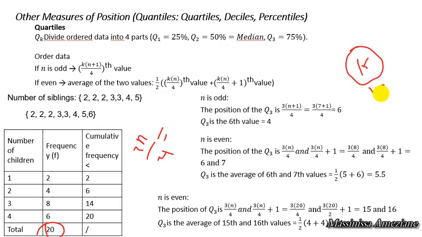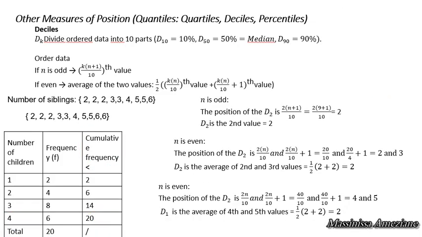So where to find the 15th position? Actually, we do as we did with the median. We check the cumulative frequency less than. We don't have 15 here. We check the next available value in cumulative frequency. It is 20. So the 15th and 16th value are both 4. So the average of 4 and 4 is 4. So this is Q3.